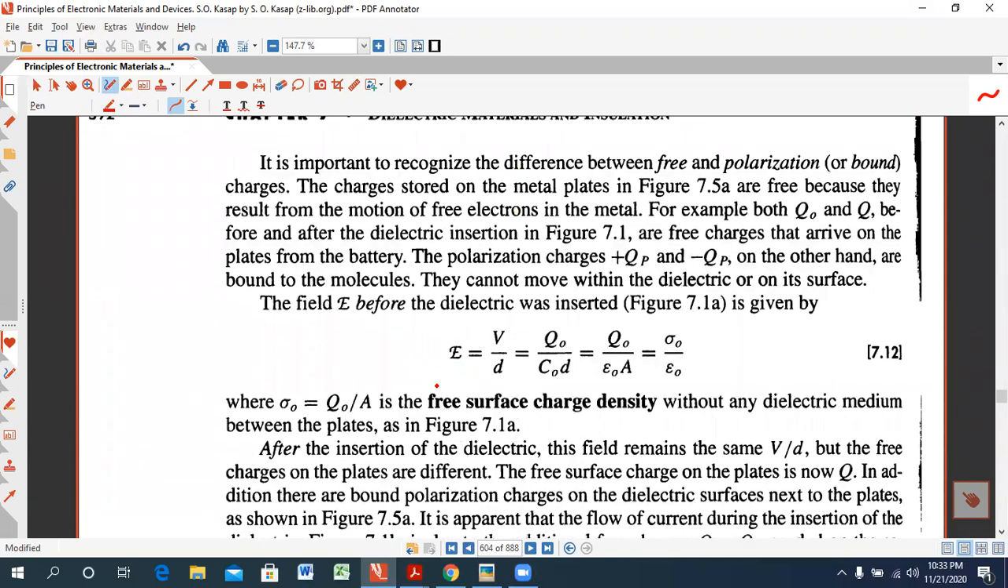So E should be equal to, we know the definition, V by d. If we put in the values, V equals Q by C naught. So what is the value of C naught? C naught equals epsilon naught A by d. So both d cancel, and we get Q naught divided by epsilon naught A. If we keep epsilon naught constant, Q divided by A equals sigma. So this E can be defined as sigma naught divided by epsilon naught.